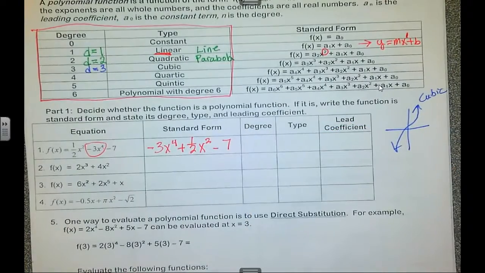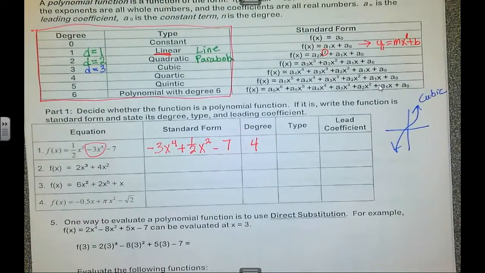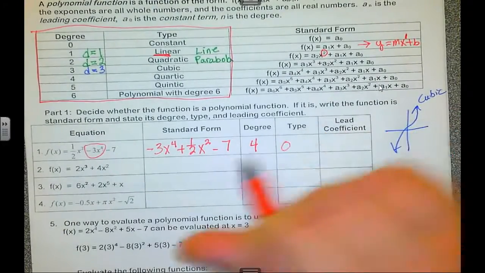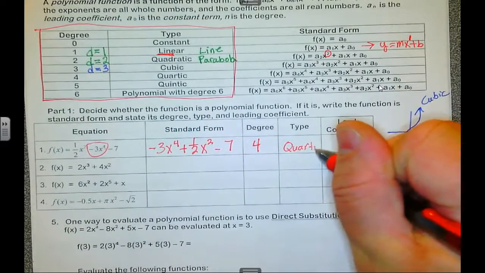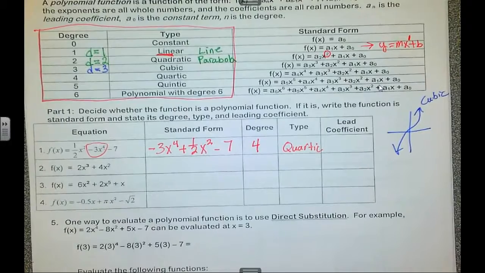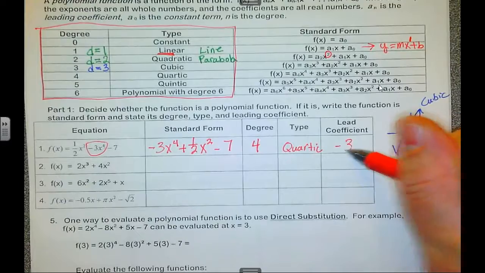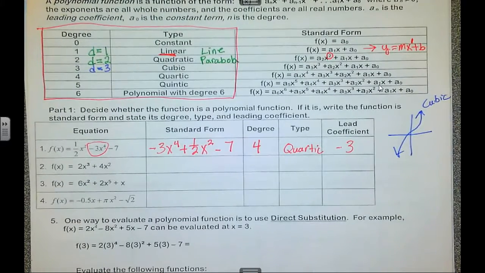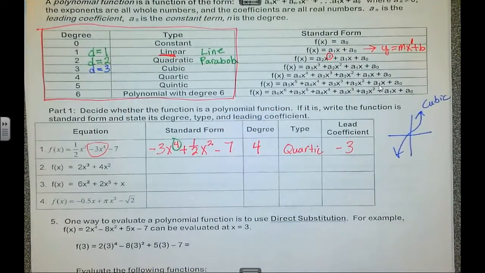What's my degree? That's right, 4. What type is that called? Well, 4 is quartic. And what's my leading coefficient of this polynomial? That's right, negative 3. Because my largest exponent for the variable is 4. Okay.